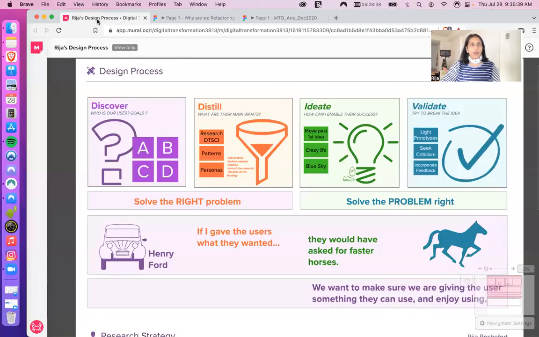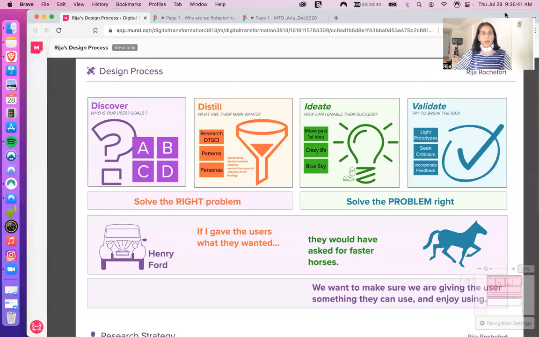The first thing I'm going to do is share my screen, and then I'm going to go back and forth between two documents to help explain my process. Okay, so the first thing I want to talk about is my design process.